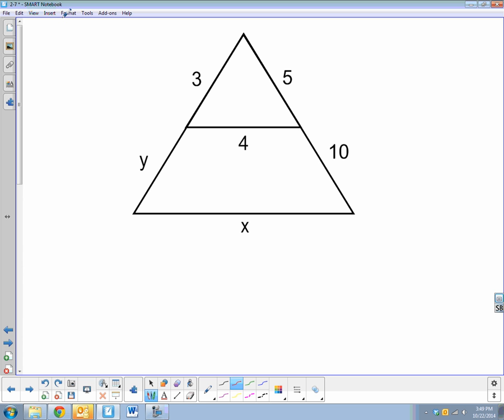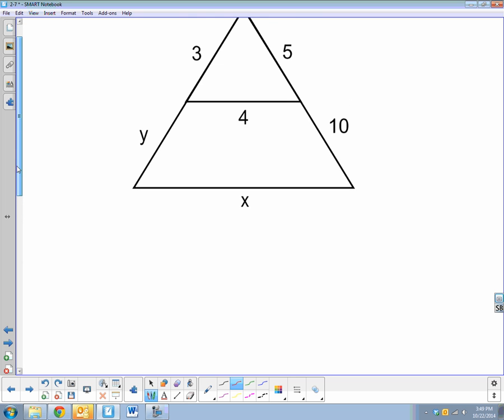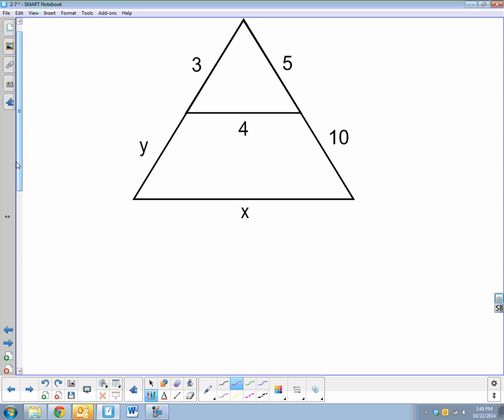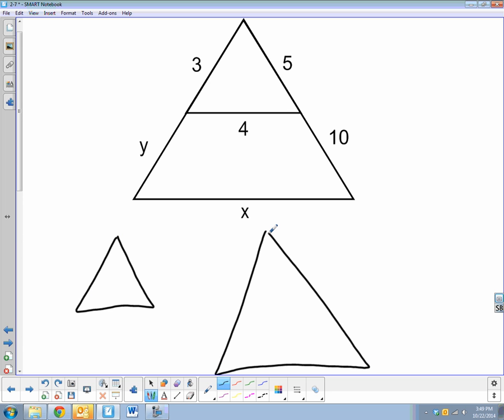Let's maybe set this up a little bit different. I'm going to redraw these pictures. Rather than having one triangle on top of another triangle, I'm going to redraw them, and this might be a good way for you to do it too. So go ahead and draw. We've got a smaller triangle and a bigger triangle.